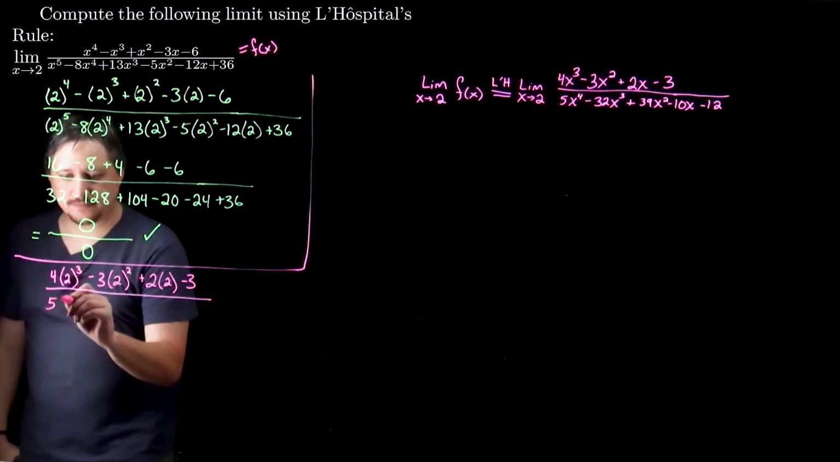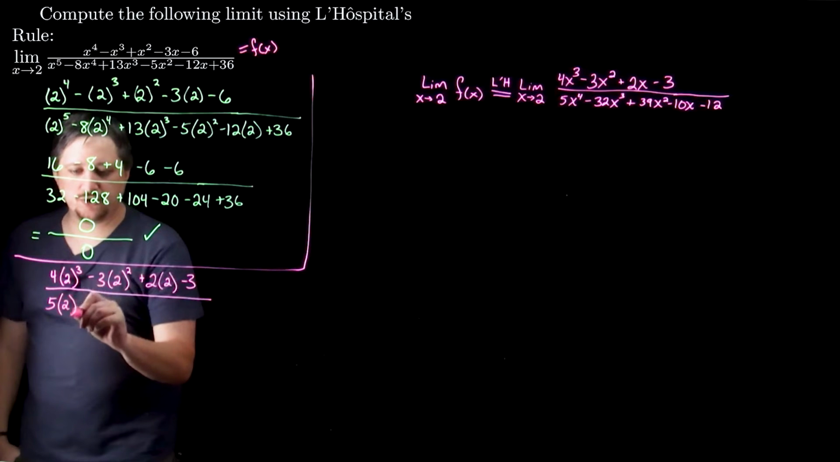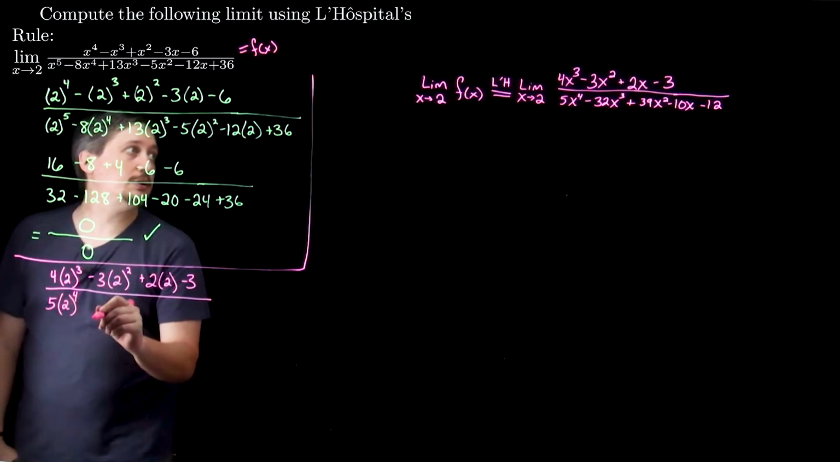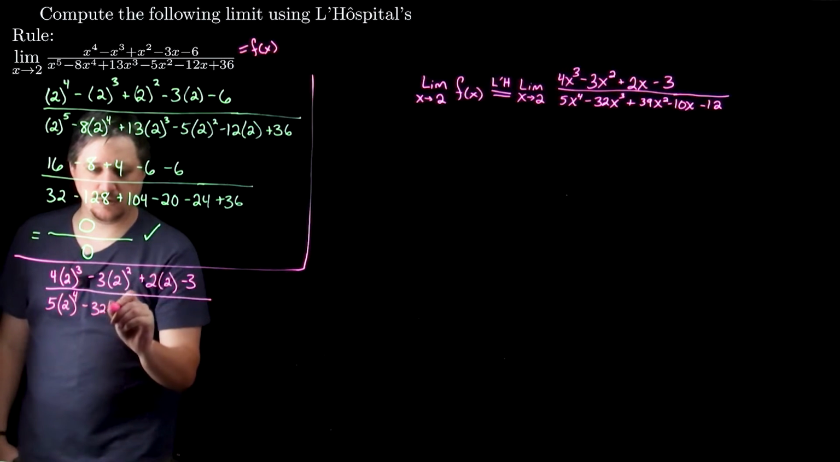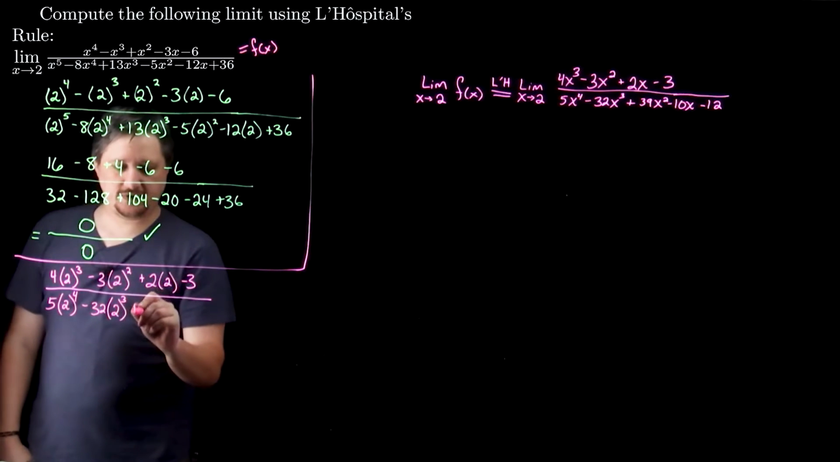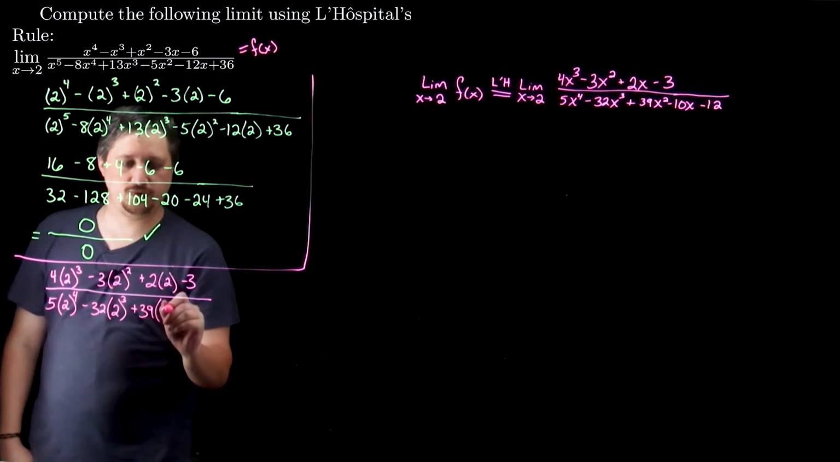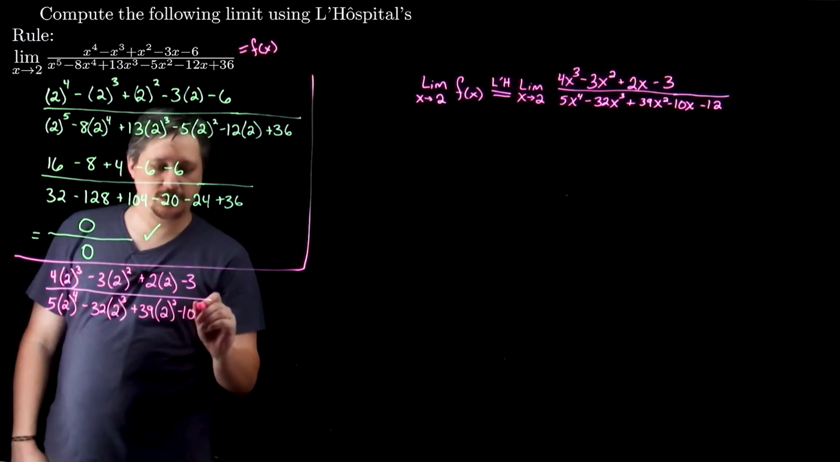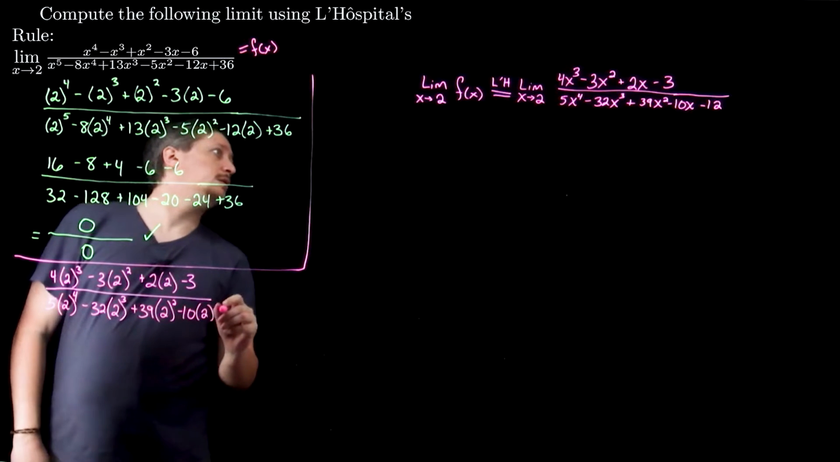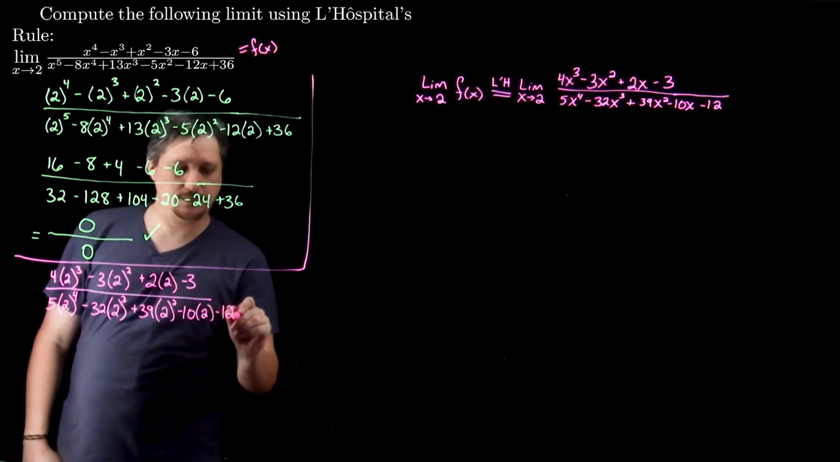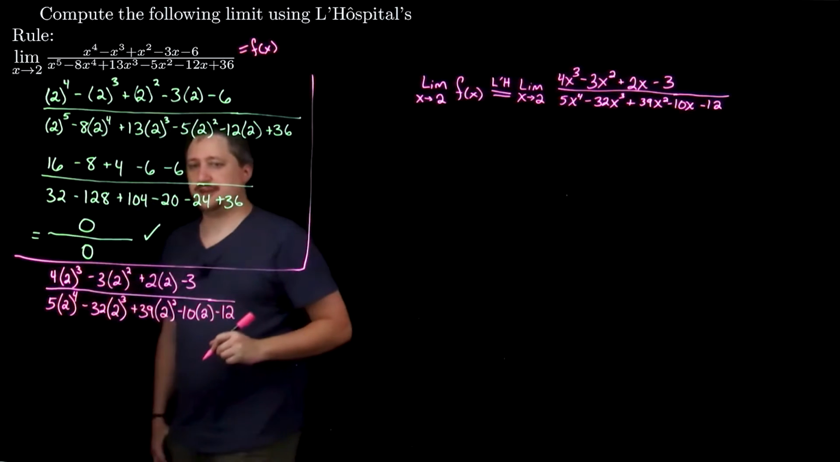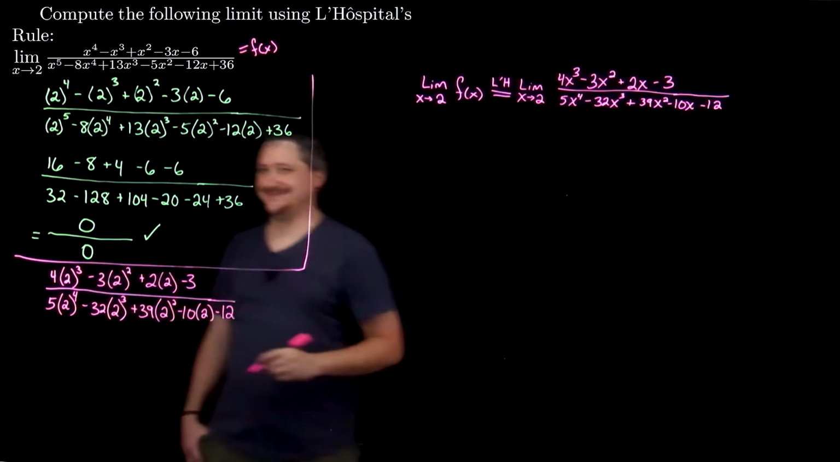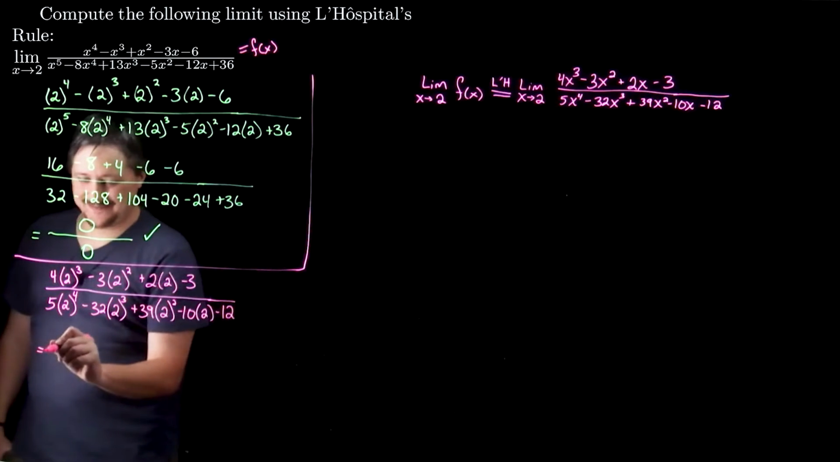Nonetheless, continue on. 5 times 2 to the 4th minus 32 times 2 cubed plus 39 times 2 squared minus 10 times 2 minus 12. Kind of evil person came up with this question. It's terrible. All right, so what do we got?